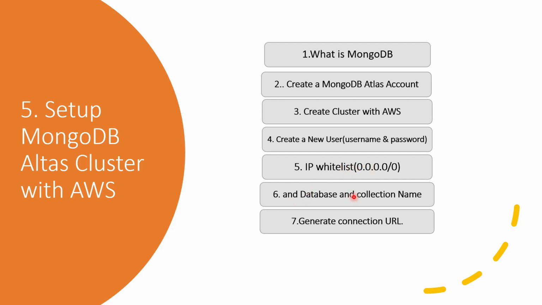And then we have to create our database and collection name, and then finally we will generate our connection URL so that we can connect it with our Flask application. So let's start with the practical part.